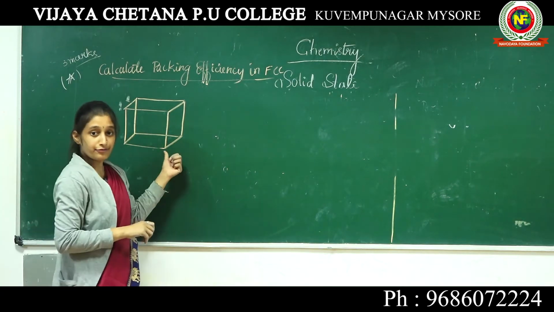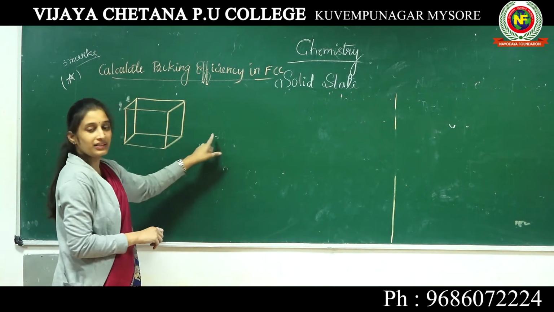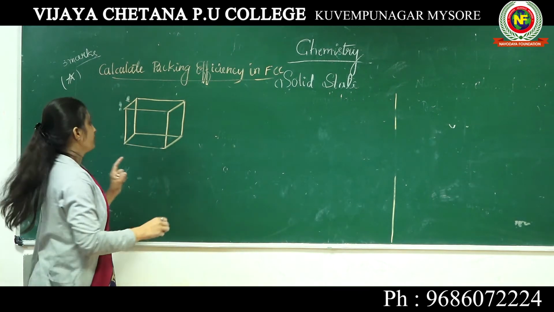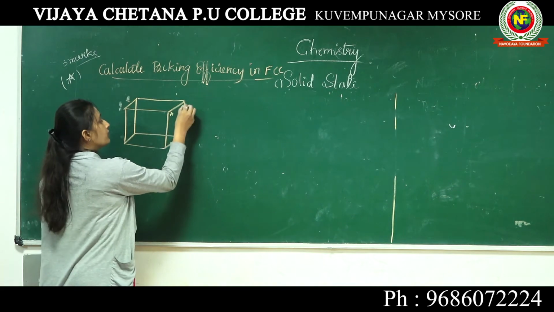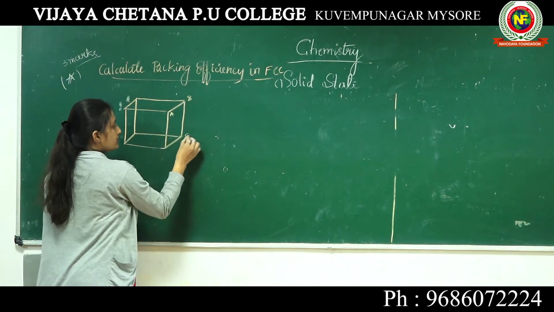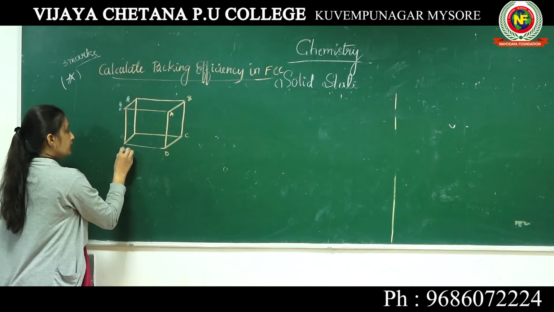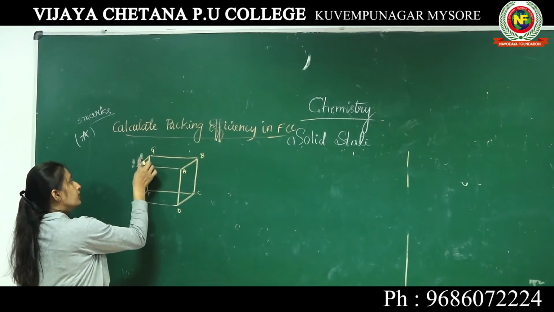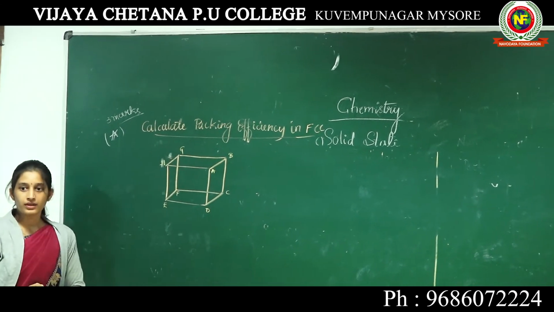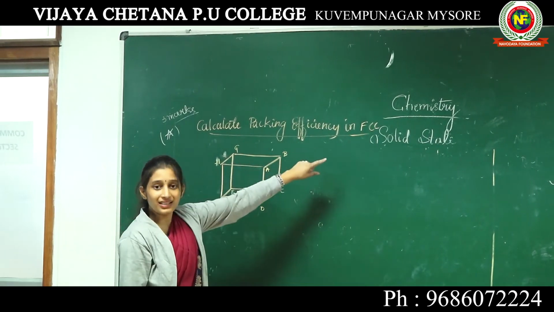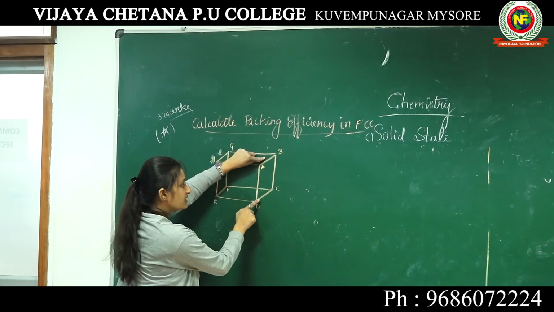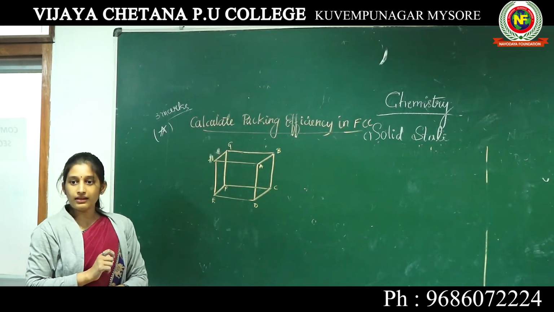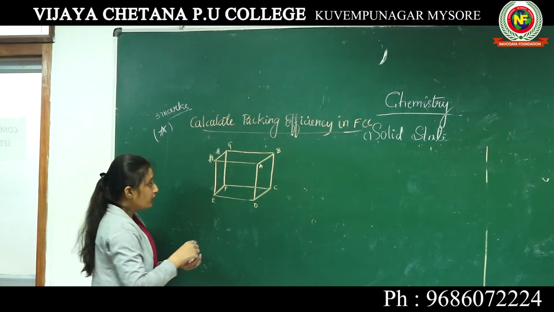Why? FCC means all the corners contain an atom, along with each face center containing one atom. So A, B, C, D, E, F, G, H. Now it's a face center. That's why I am going to consider this face A, B, C, D. Is it clear? A, B, C.